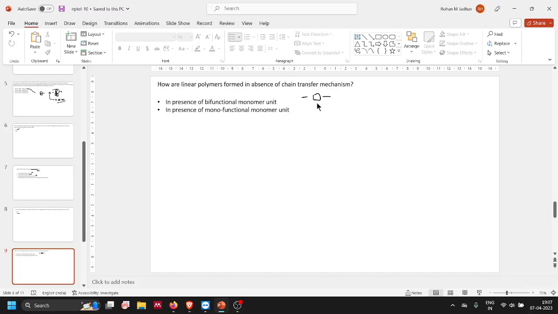If you have a bifunctional monomer unit, which has more than one active site for the polymerization to occur, there might be some slight branching. So linear polymer won't form there. But in presence of a monofunctional monomer unit, polymer chain formation will only occur on either side of it, and then the propagation will occur from that point. So basically, the presence of monofunctional monomer unit is important for formation of linear polymers.